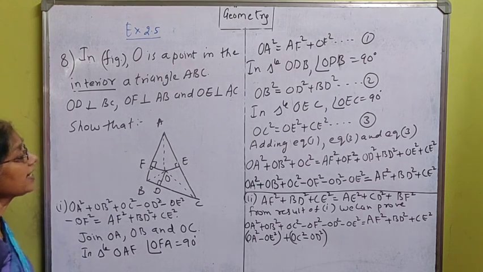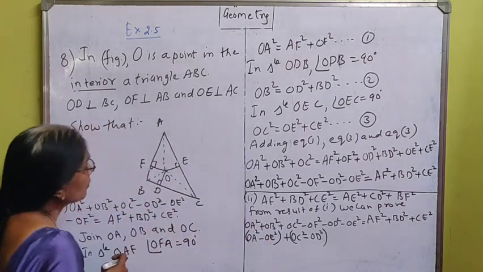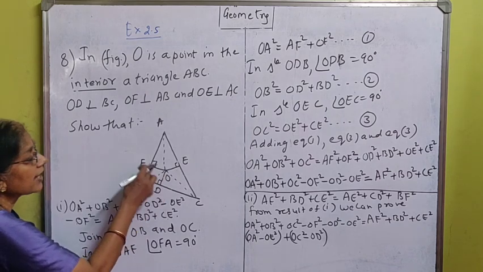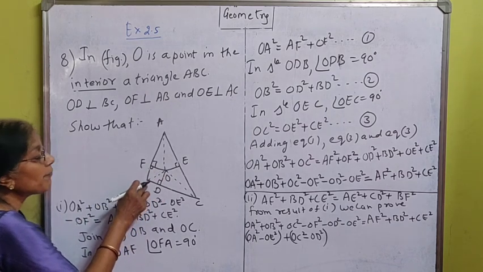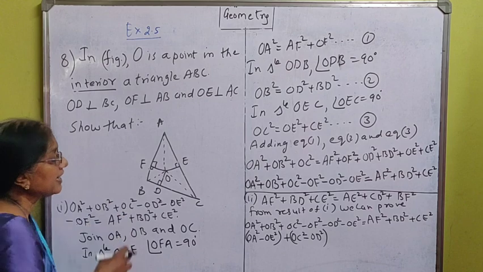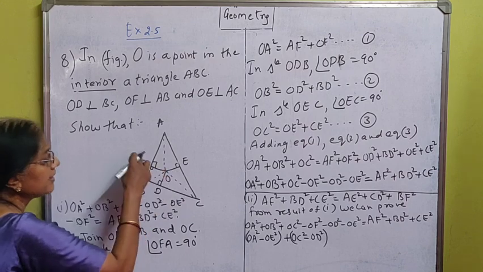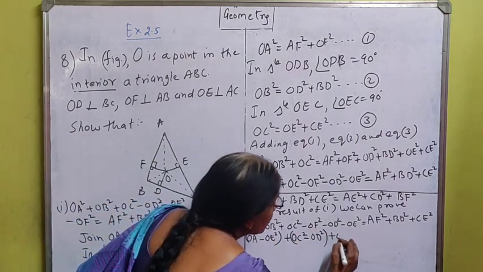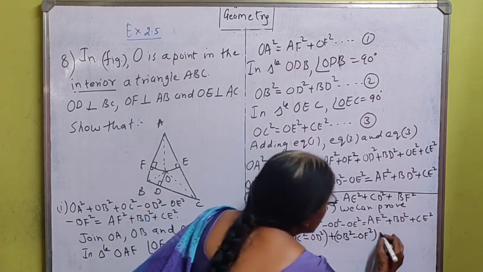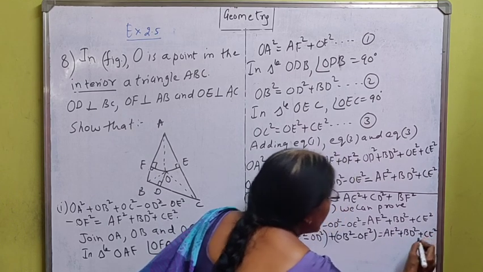Now which triangle is left out? OB square is left out, and OF square is left out. So see this triangle OFB. OB is the hypotenuse and OF is the given side. You have to find out BF. So the third side is equal to hypotenuse square minus the given side square, that is OB square minus OF square. So plus OB square minus OF square is equal to AF square plus BD square plus CE square.